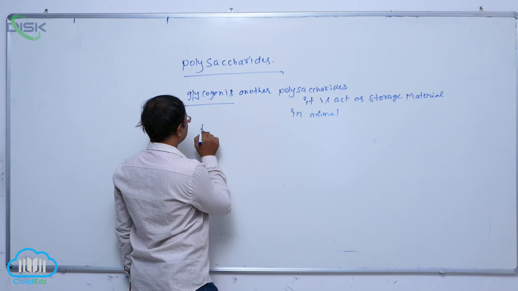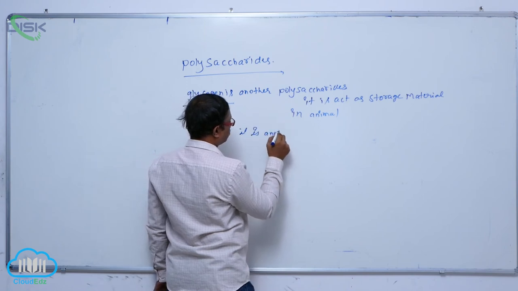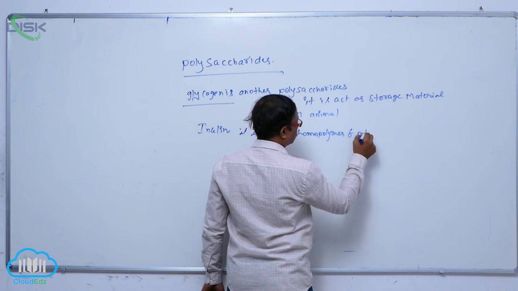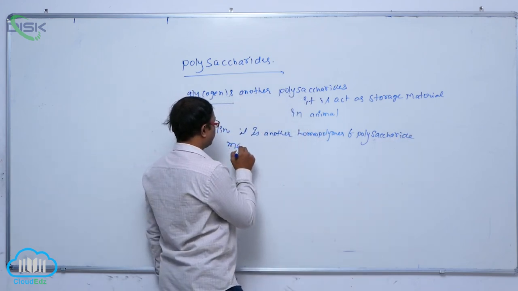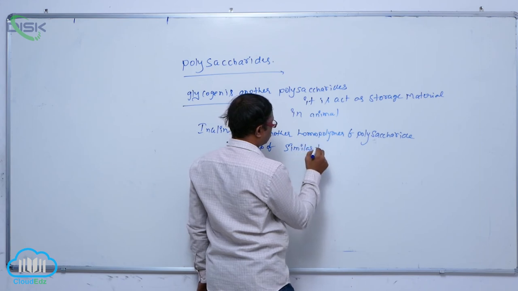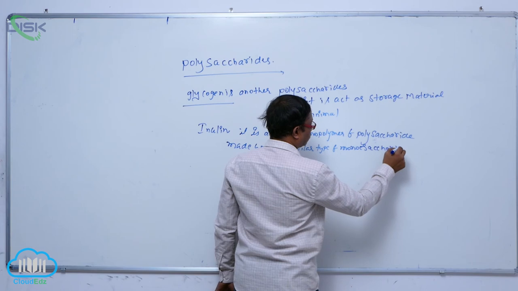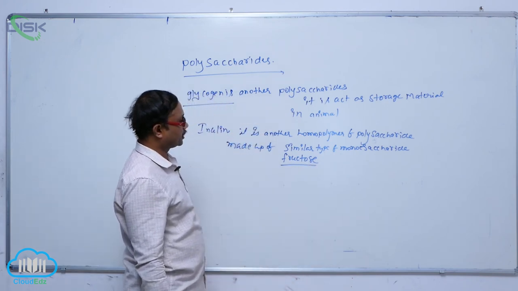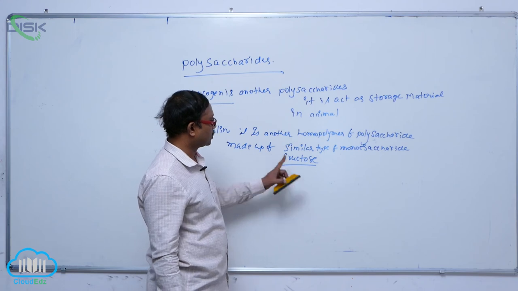After that, inulin. It is another homopolymer of polysaccharide, made up of similar type of monosaccharide. These similar monosaccharides are known as fructose.